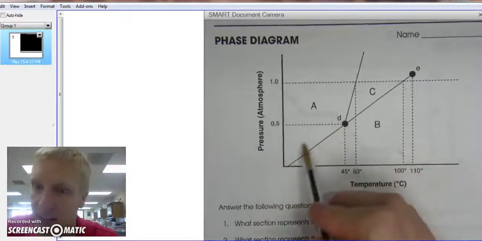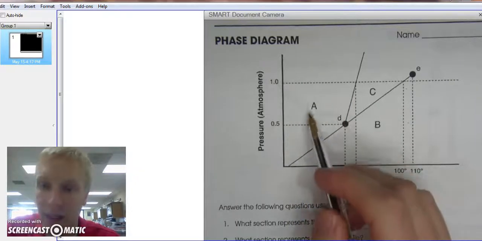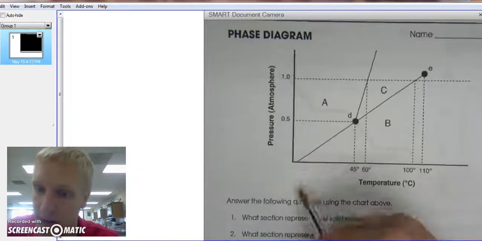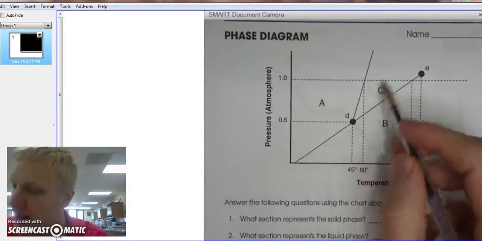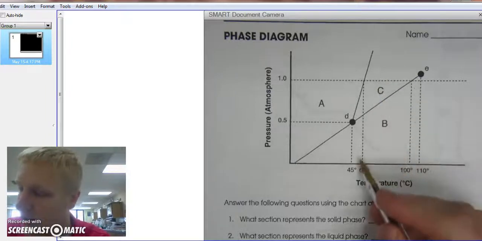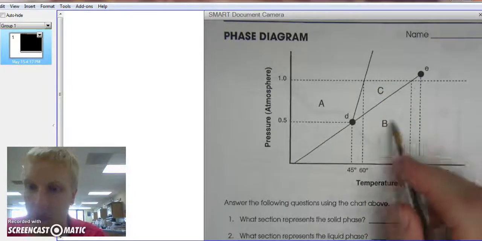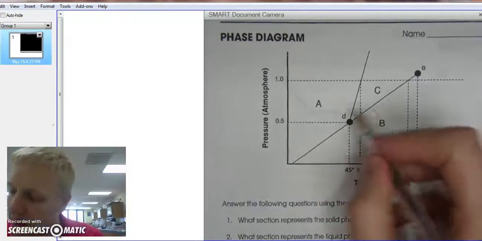So we've got this section right here, this A section. This is when it's a solid, so if it's under these pressures and temperatures, it's going to be a solid. This C section right here is liquid, and then right here we have this B section is gas or vapor. Then we have these lines in between.